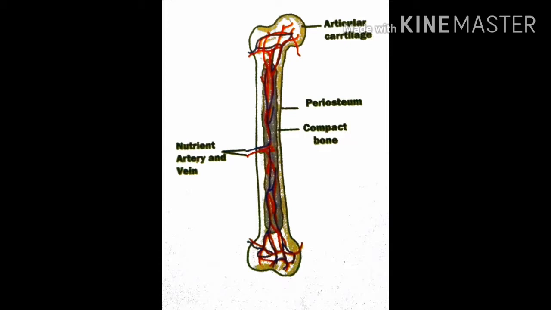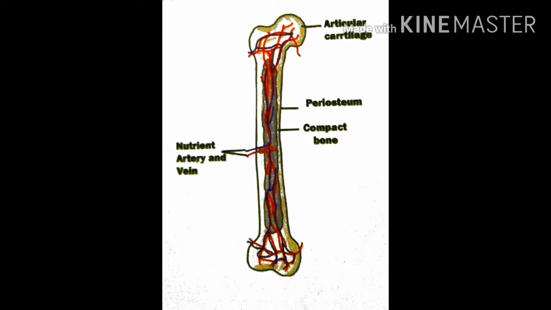For example, white blood cells and red blood cells are produced by bone marrow. This bone marrow is present inside the bone, in the center of the bone. So, what is inside the bone? Yes, that is bone marrow.